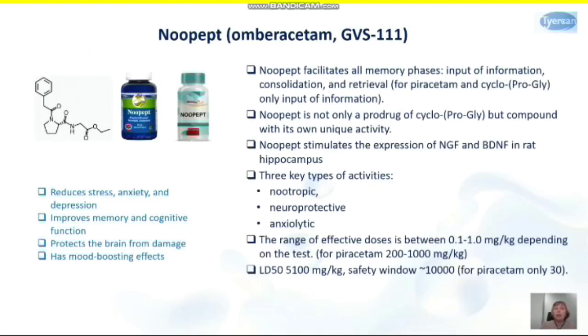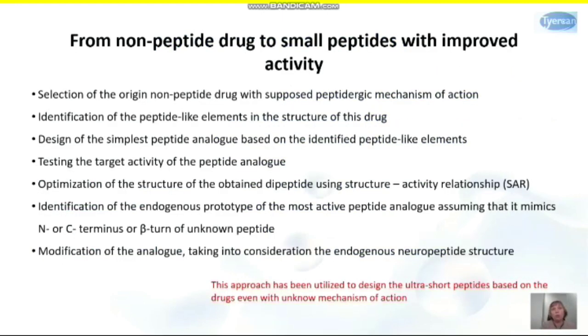Now this compound is on the market, and it shows very good activity and very low toxicity. Its therapeutic window is 10,000, so a very large therapeutic window. But at the same time, what is most important, this compound can be prescribed orally. So let's recall the strategy we used to develop GVS111. We started from the non-peptide drug piracetam and tried to model its structure by a simple amino acid sequence. And after some optimization, we developed this compound. But the question is, was it just pure luck, or can we use the same strategy to develop other ultra-short peptides? And the answer is yes, this is a working strategy.